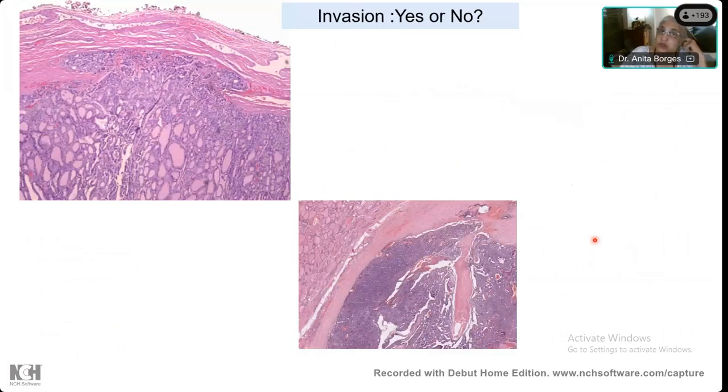Okay, now let me ask you a question here. Do you think that this is invasion of the capsule? Yes or no? No. Who is saying no? I see lots of no's. Aditya, is it yes or no? No, ma'am. Deepak? No, ma'am. Daksha? No, ma'am. Vrushali? No, ma'am. Mukta? No, ma'am, it's not. Jagrat? No, ma'am. Swati, are you there? Yes, ma'am. Mukesh? No, ma'am.